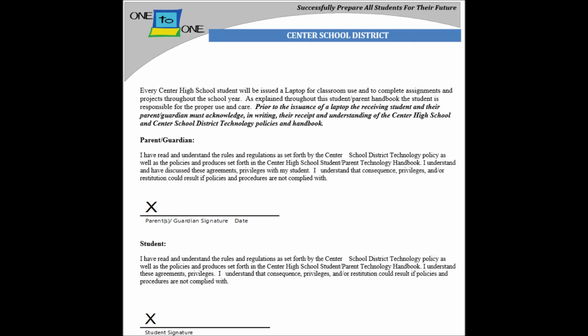Every Center High School student will be issued a laptop for classroom use and to complete assignments as well as projects throughout the school year. As explained throughout this Student Parent Handbook, the student is responsible for the proper use and care. Prior to the issuance of a laptop, the student and their parent or guardian must acknowledge in writing their receipt and understanding of the Center High School and Center School District technology policies and handbook.